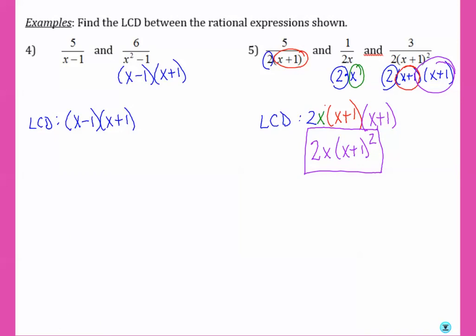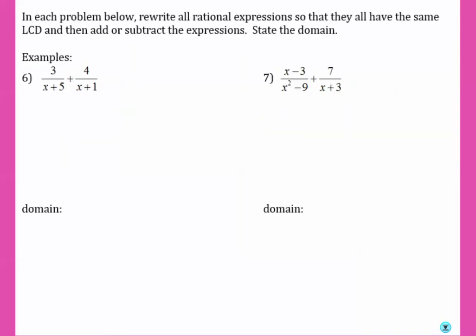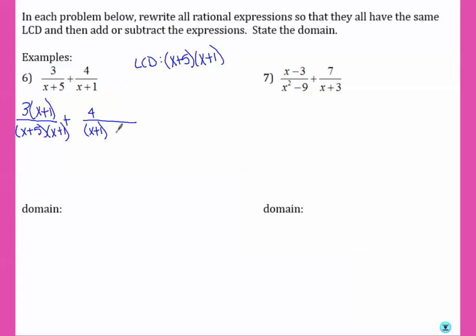Alright, so let's move on to some full problems we're going to completely add and subtract. So, first thing we need to do is factor to find the least common denominator. Here, they're both already factored and they have nothing in common, so our LCD is just putting the two factors together. For each fraction, we're going to multiply top and bottom by the factor that it's missing from the LCD. So this one already has the x plus 5. It needs the x plus 1, so we multiply it on the bottom, and we multiply it on the top. This fraction's missing the x plus 5, so we multiply it on the top and on the bottom.